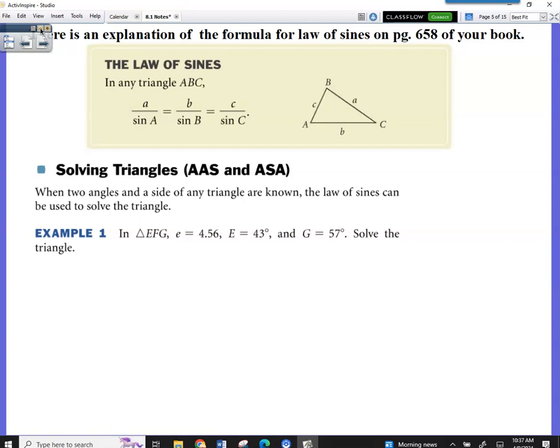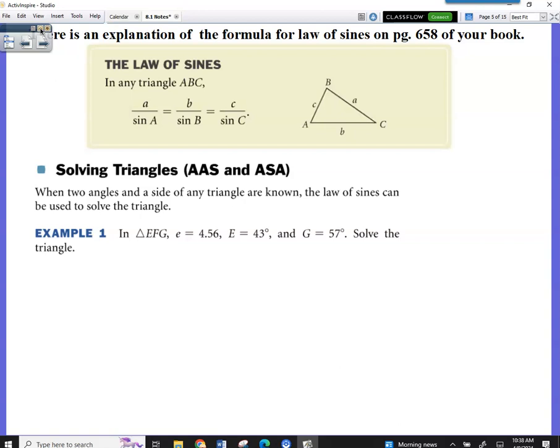This might look confusing because every time we've had an equation, how many equal signs do we have? We just have 1, right? You've got the left equals the right. This is letting you know that you can pick any 2 of those 3 and set them equal. It's saying that if you take a over sine A, it will equal b over sine B, or it'll also equal c over sine C. So you just take 2. Don't write all 3 fractions every time. Never write all 3. Just take any 2 that you need.